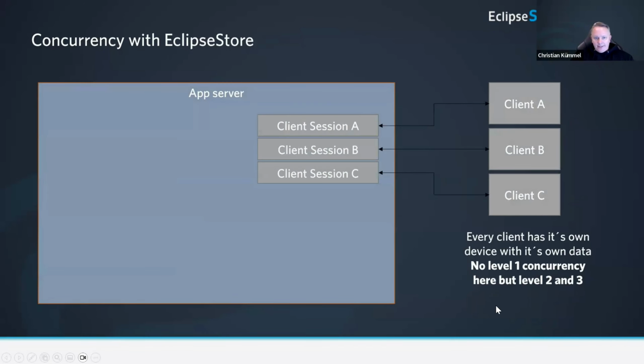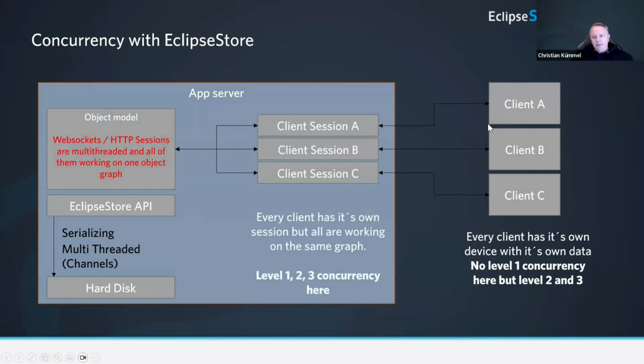On EclipseStore, it looks like this. Even though we have an application server with the storage in the background, and client sessions, all these sessions are operating on one big object model. Of course, the client sessions are multi-threaded, but as I said, they are working on one object graph. That's why it is important to take care of those technical concurrencies, and that's the reason why we're covering concurrency in this training.